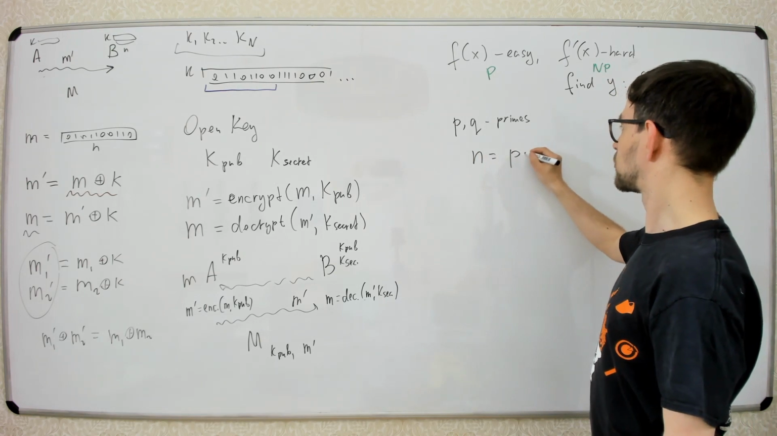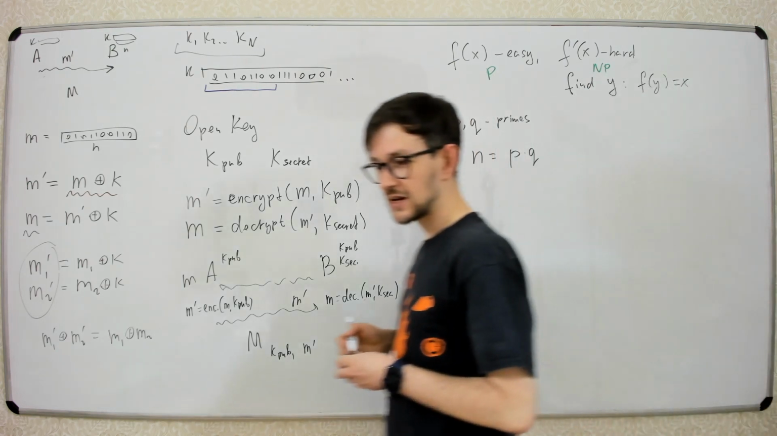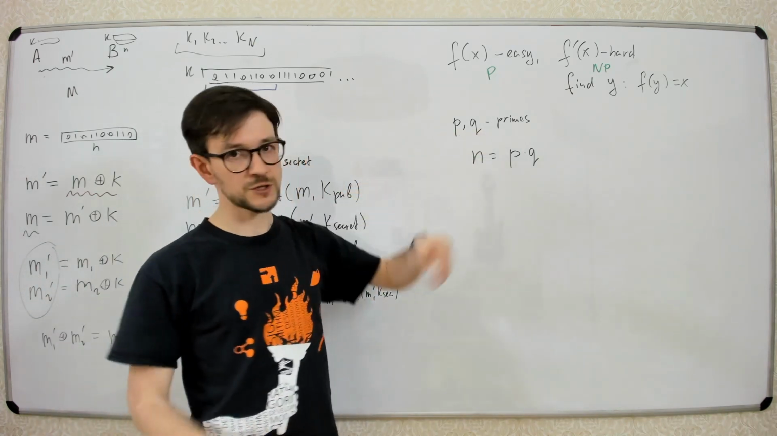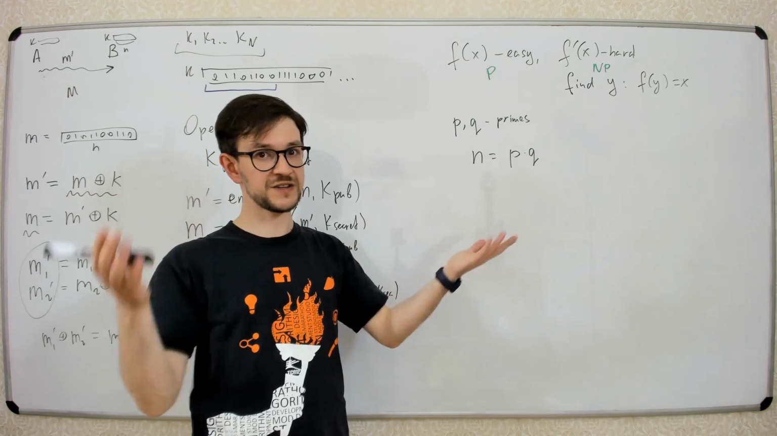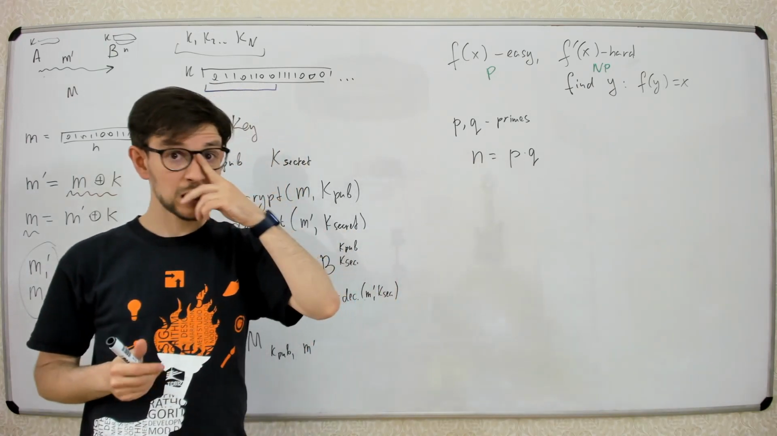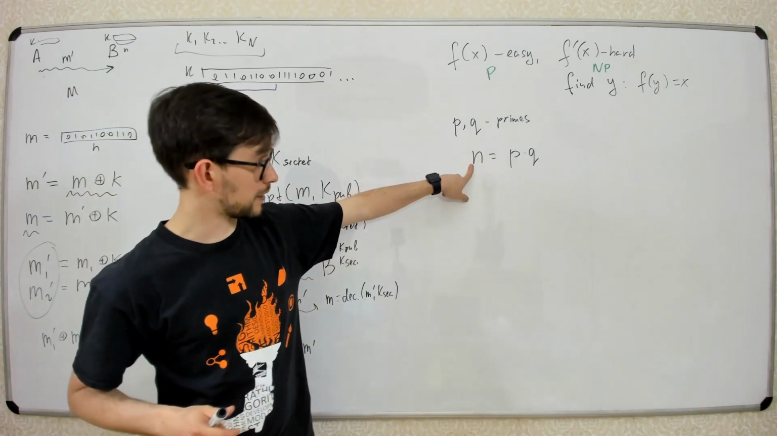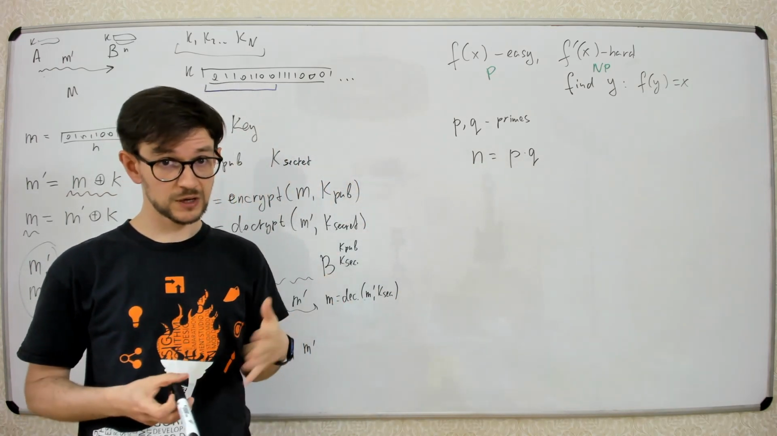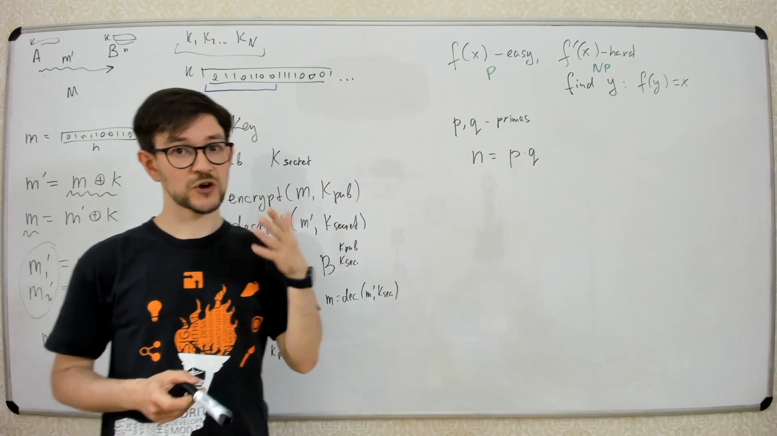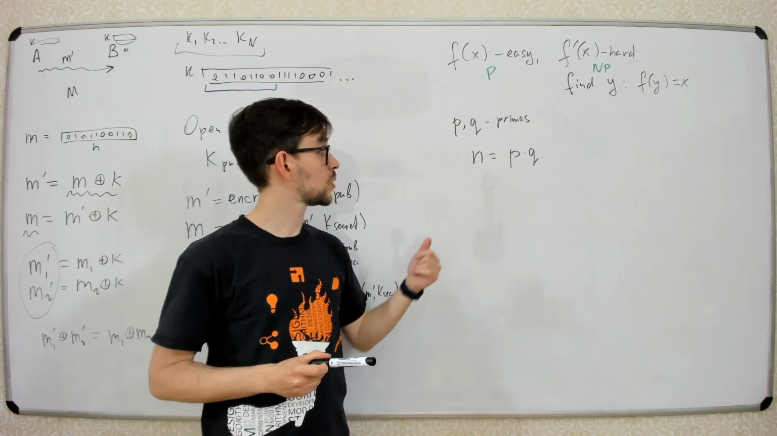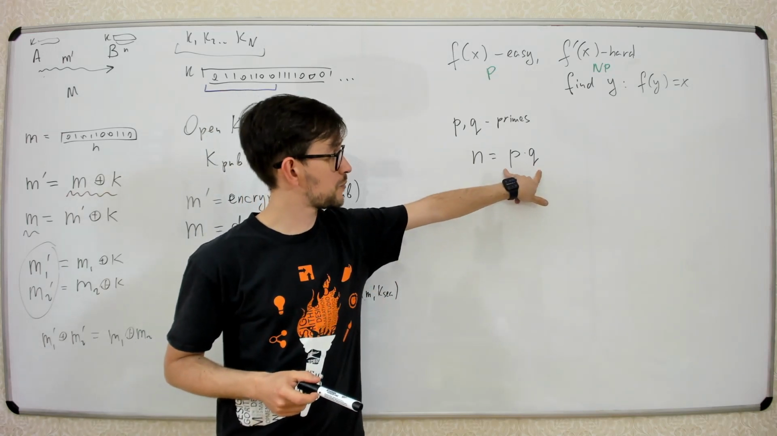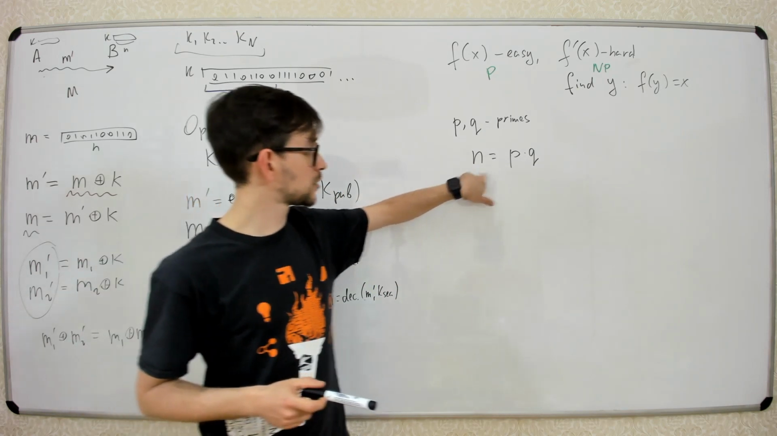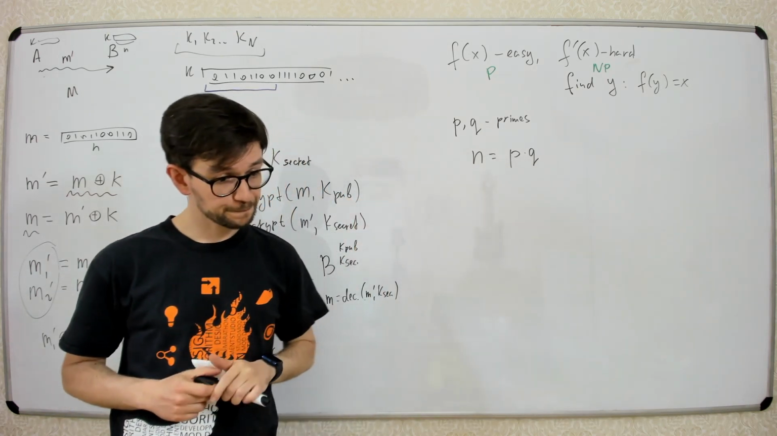N as product of p and q. It's a very simple one-directional function. If you know two primes, you can multiply them very easily and get the number n. On the other hand, if you have number n, how can you get this p and q? You need to factorize this n. And like we discussed in the previous lecture, we cannot factorize numbers fast. So we can move from the pair of p and q to this number n very fast, and we cannot go back.